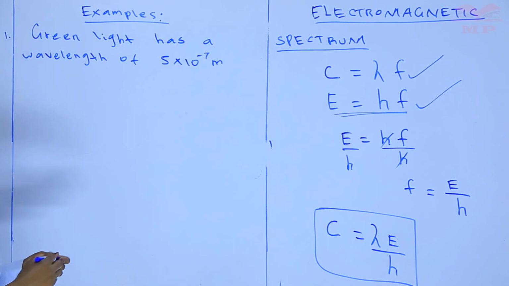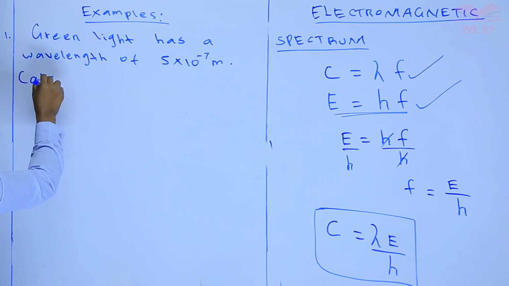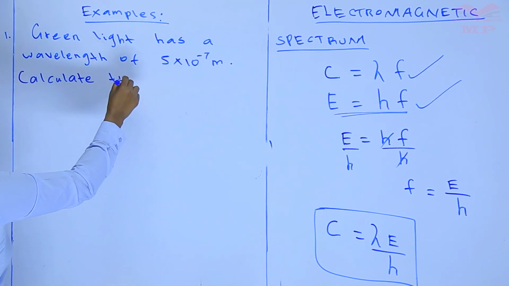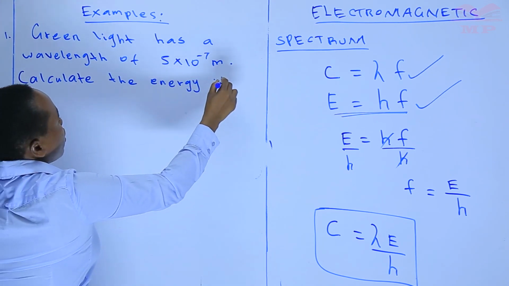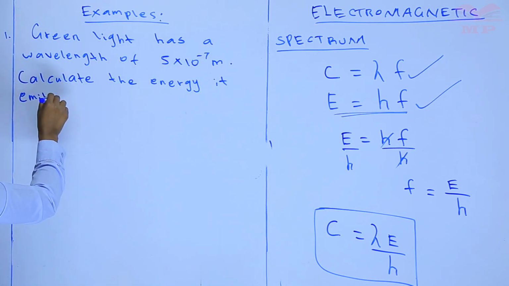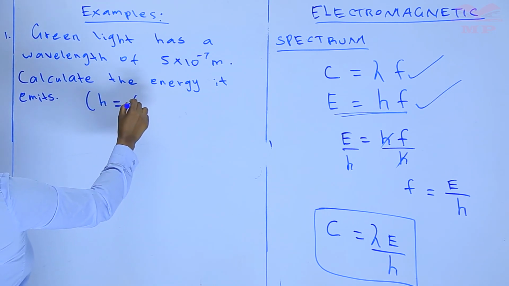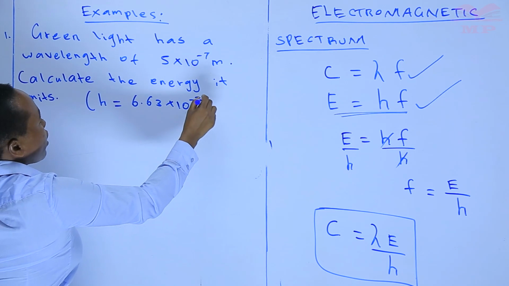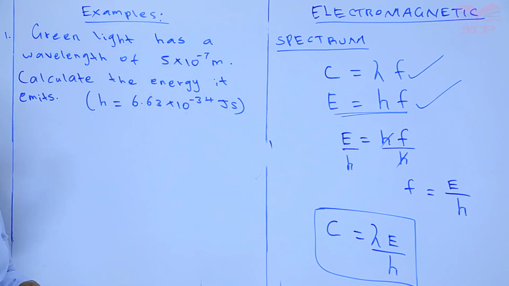You are told to calculate the energy it emits. And you have been given the value of H to be 6.63 times 10 power -34 joules second. So that's one of the questions that you can be given, a very simple question here. Green light has a wavelength of 5 times 10 power -7 meters. Calculate the energy it emits. And the Planck's constant is given as 6.63 times 10 power -34 joules second.